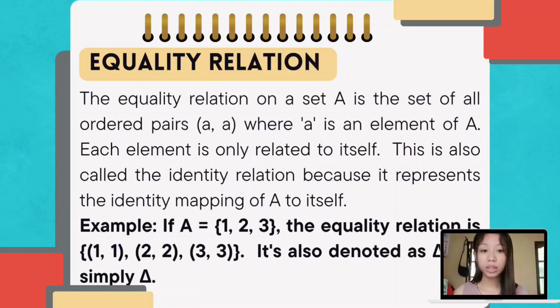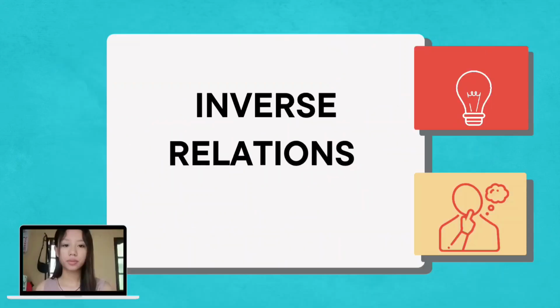Lastly, the equality relation. The equality relation in a set A is the set of all ordered pairs (a, a) where a is an element of A. Each element is only related to itself. This is also called the identity relation because it represents the identity mapping of A to itself. So here is the example. If A contains the elements 1, 2, 3, the equality relation is (1,1), (2,2), and (3,3).